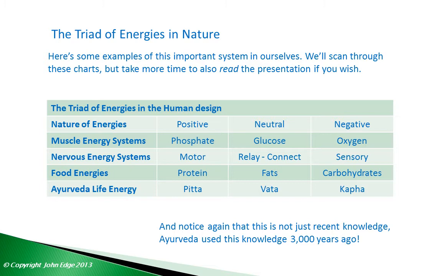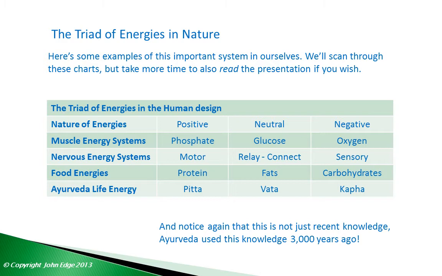Again, we have the basic structure of energy: positive, neutral, negative, and then we have the muscle energy systems in the human body, which only use either phosphate, glucose, or oxygen for their energy. And then we have the nervous energy system in our nerves, which has motor nerves, relay connect, or sensory. The food energies, which we've already noticed as well.